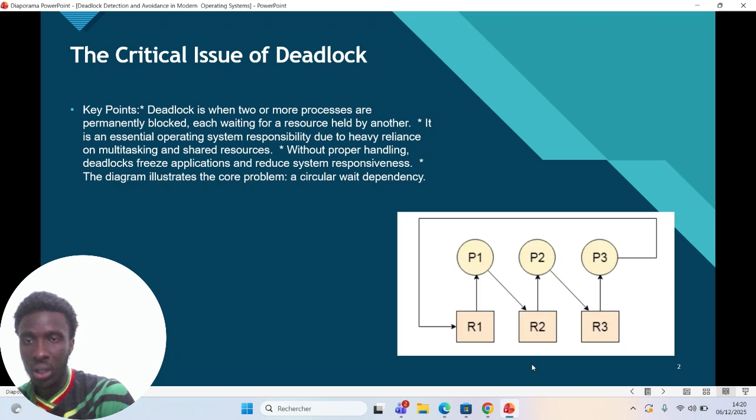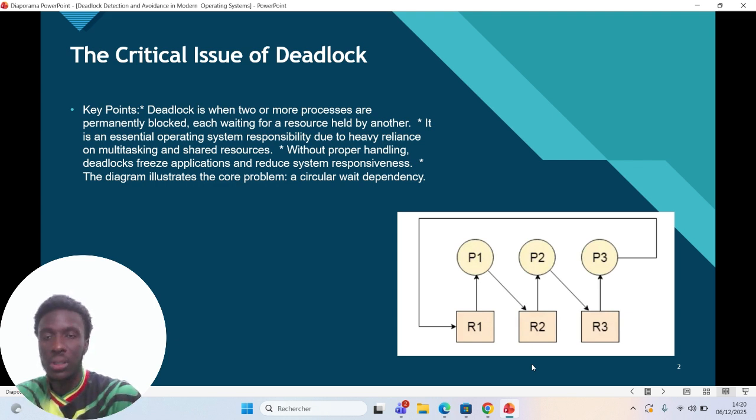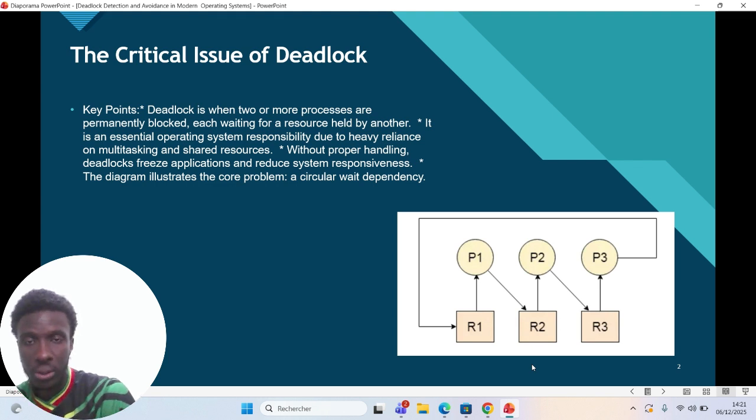A deadlock is when two or more processes are permanently blocked, each waiting for a resource held by another. It is an essential operating system responsibility due to heavy reliance on multitasking and shared resources. Without proper handling, deadlocks freeze applications and reduce system responsiveness.